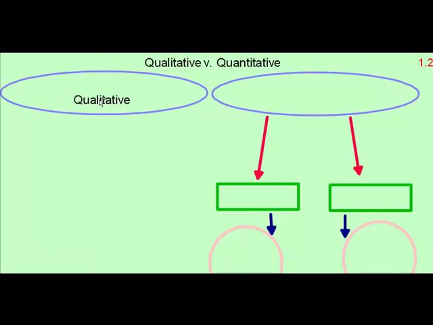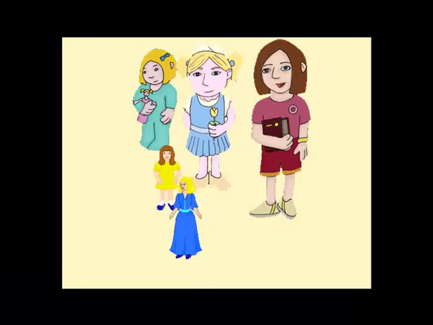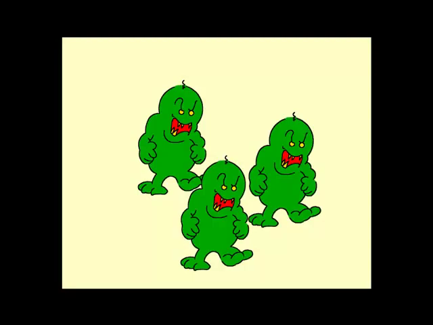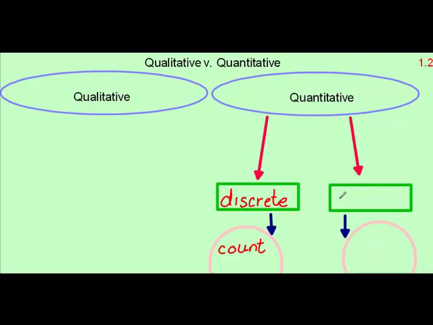In this whole qualitative versus quantitative battle, within quantitative we have two other branches. The first are called discrete measurements. These are things that you count. For instance, I have 5 beautiful daughters, 2 pennies and 4 dimes in my pocket, 3 mean thoughts for the day. The second is called continuous. These are things that you measure.